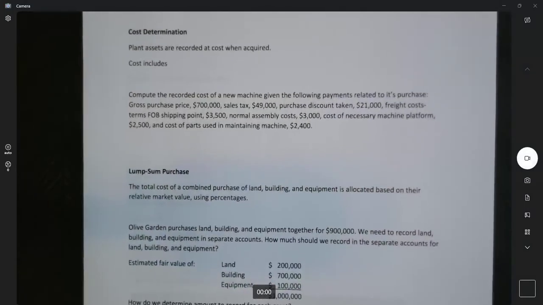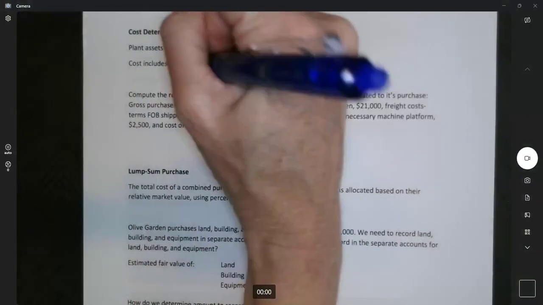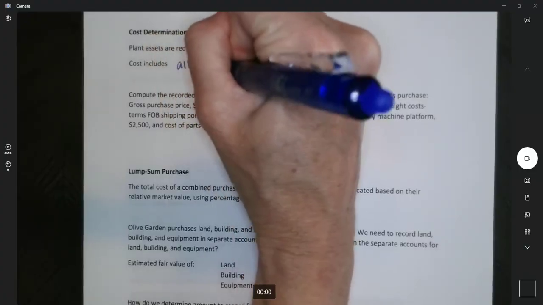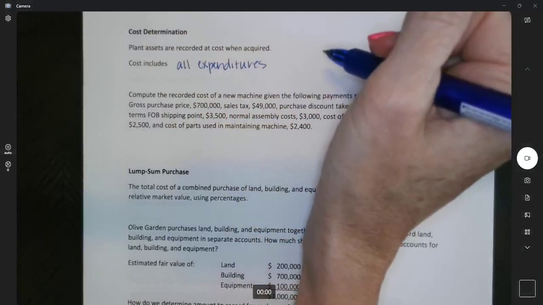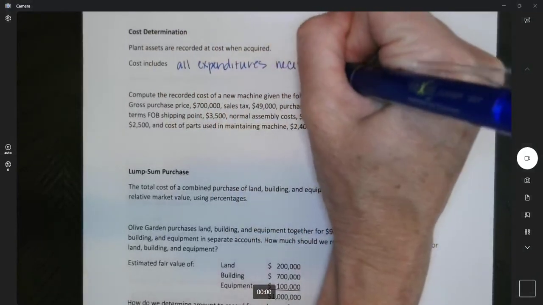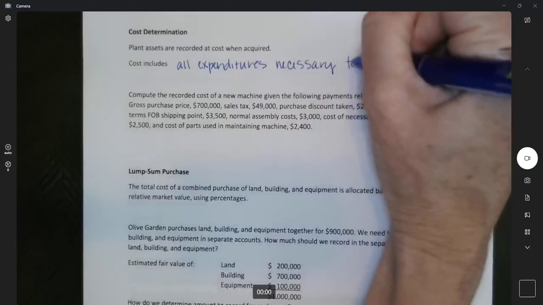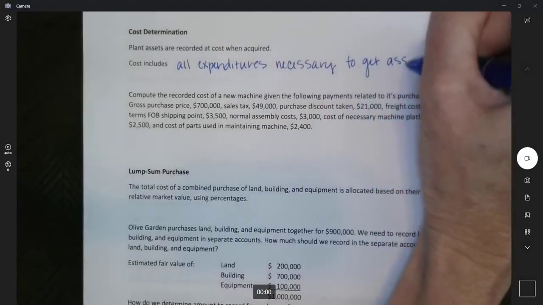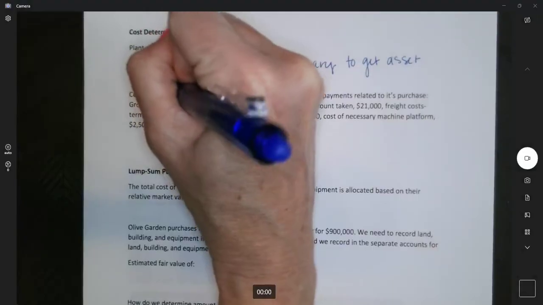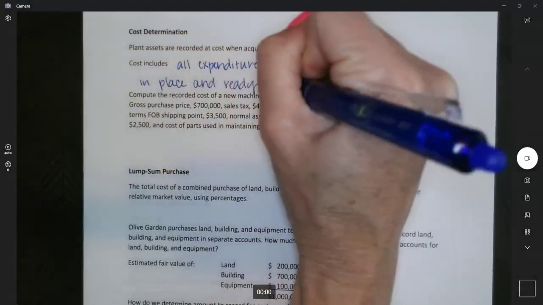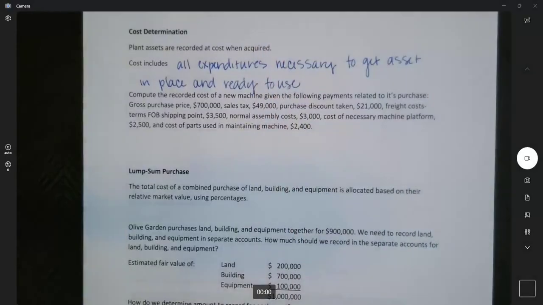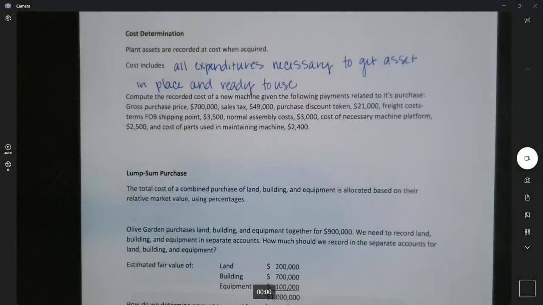Now let's focus on cost determination. Plant assets are going to be recorded at cost when they are acquired. The cost will include all expenditures necessary to get the asset in place and ready to use. We're going to look at an example down below.